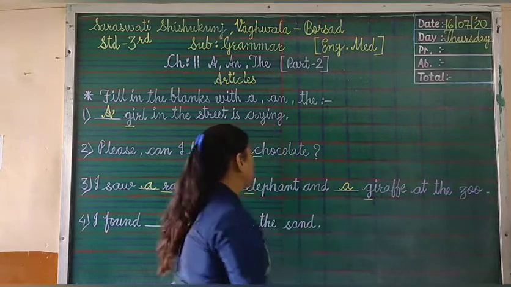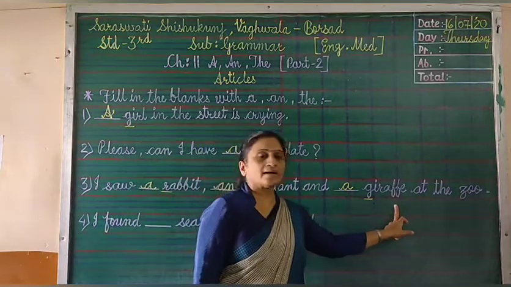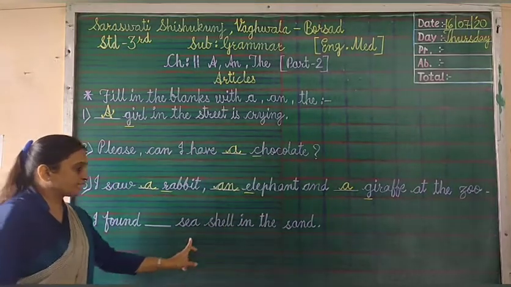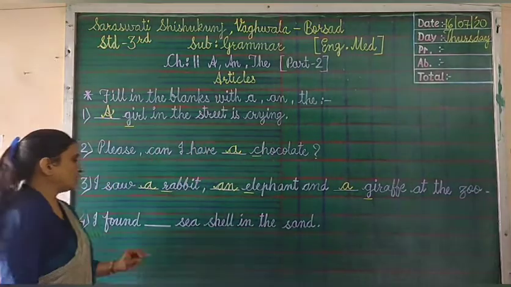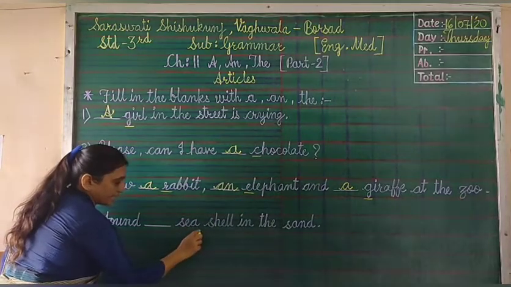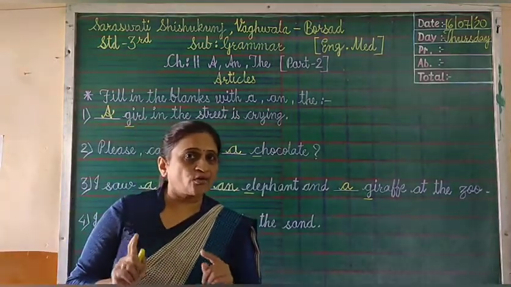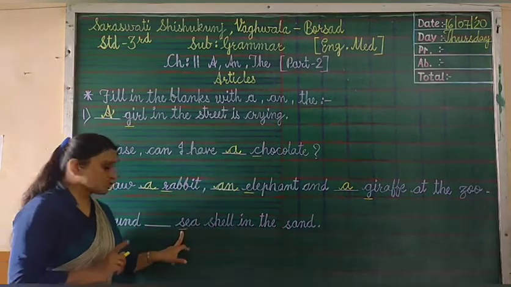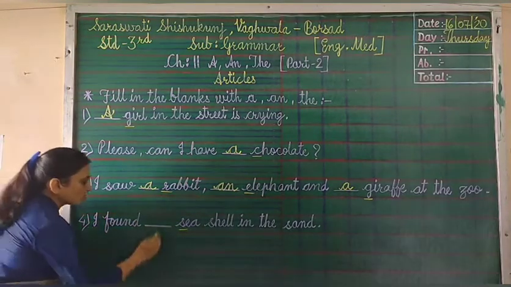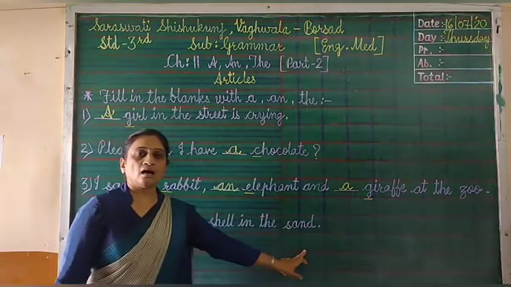Here also will come a. So, I saw a rabbit, an elephant, and a giraffe at the zoo. Now the fourth one is: I found dash seashell in the sand. Here next to the blank, which word is here? Seashell, S E A. What is the first letter of this? S. Is S a vowel, A E I O U? No. S is a consonant, right? So for a consonant, which article are we using? A. So here also will come a. I found a seashell in the sand.